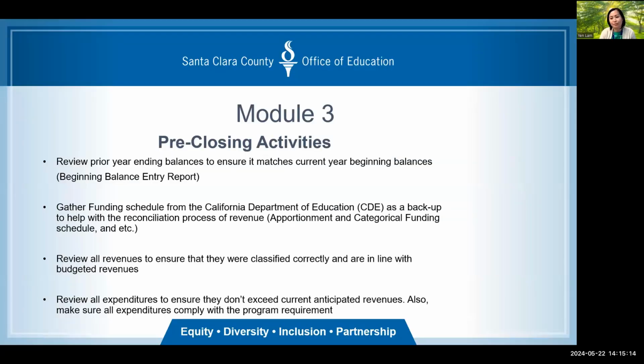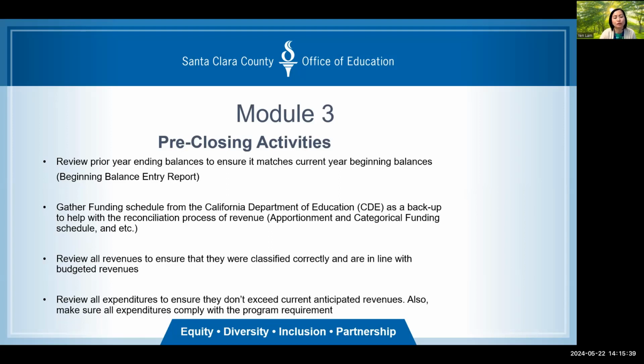Okay, we're at the end of March, heading toward the end of May. Let's look at the year-end closing, pre-closing activity. In order to make the closing process easier, we want to look at some items before we close. Let's review the prior year-end balance to ensure it matches the current year beginning balance. You can use the beginning balance report to help you reconcile that.